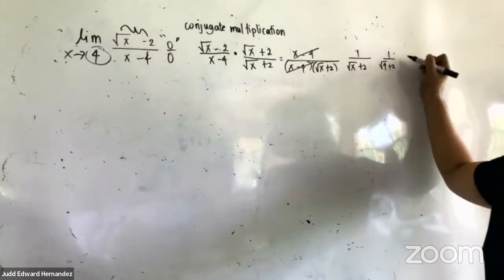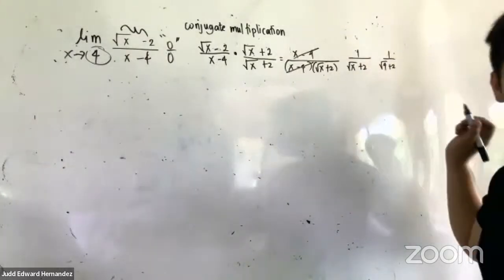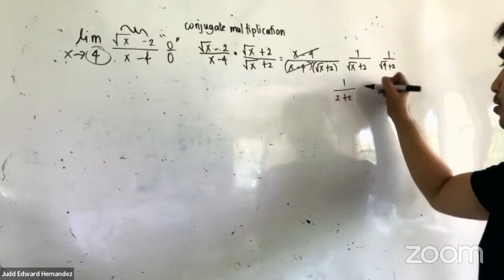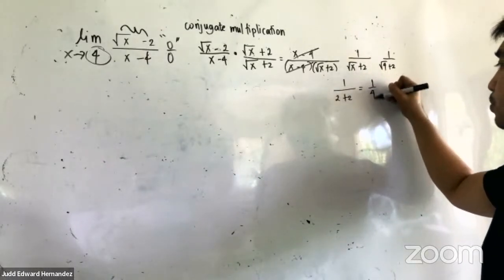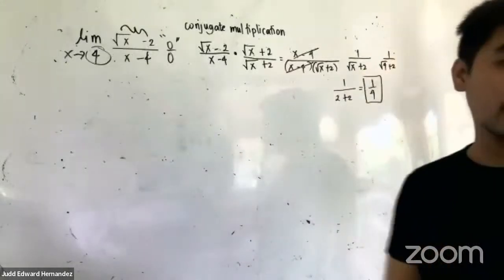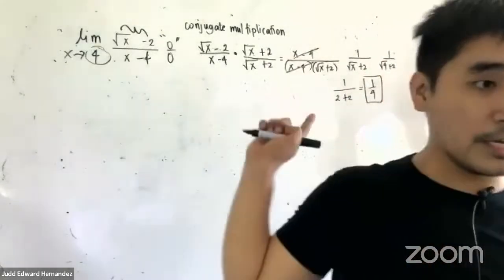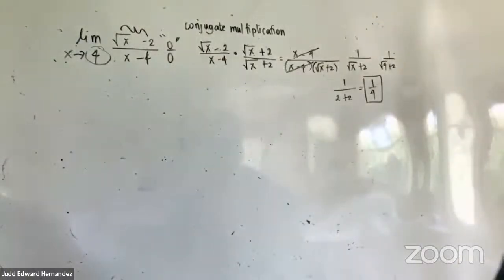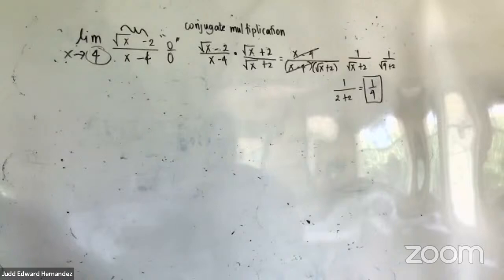And what is square root of 4, guys? 2 po. 2. Therefore, that is 1 over 2 plus 2. And 1 over 2 plus 2 is 1/4. And that is the final answer. Is this clear? Clear po ba? Yung conjugate multiplication. Okay, let's have another example para mas magets mo siya.